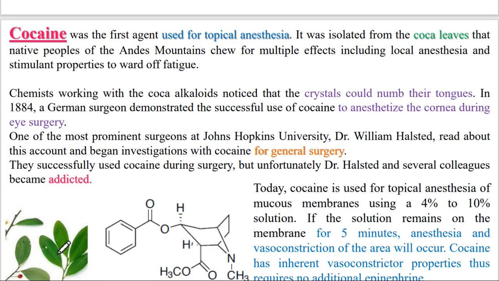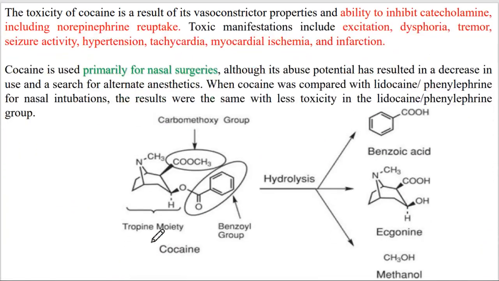Here you have the tropine ring, and the rest of this is the ester linker, and this is nothing but the aromatic or lipophilic ring. So this is the tropine moiety, the aromatic moiety, and the linker. Cocaine results in vasoconstrictor properties, the ability to inhibit catecholamine reuptake, excitation, dysphoria, tremor, seizure activity, hypertension, tachycardia, myocardial ischemia, and infarction, which are all the major side effects.